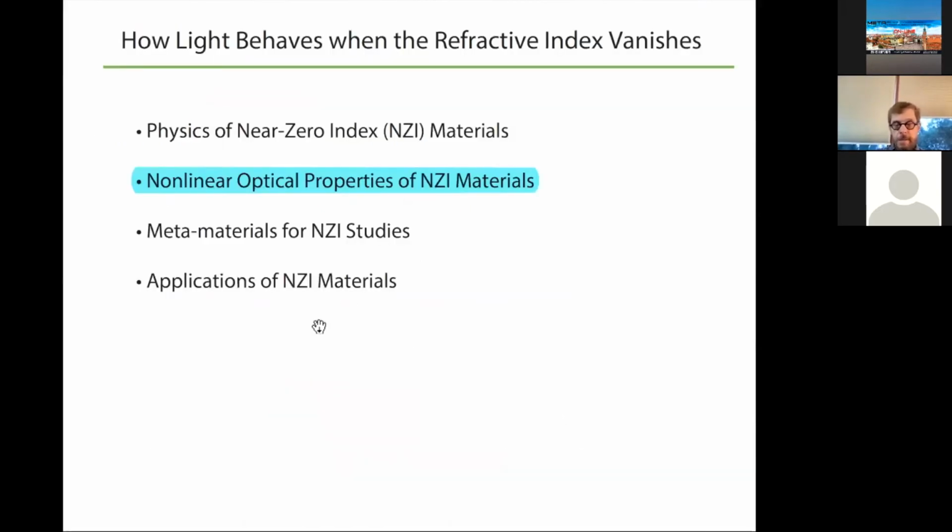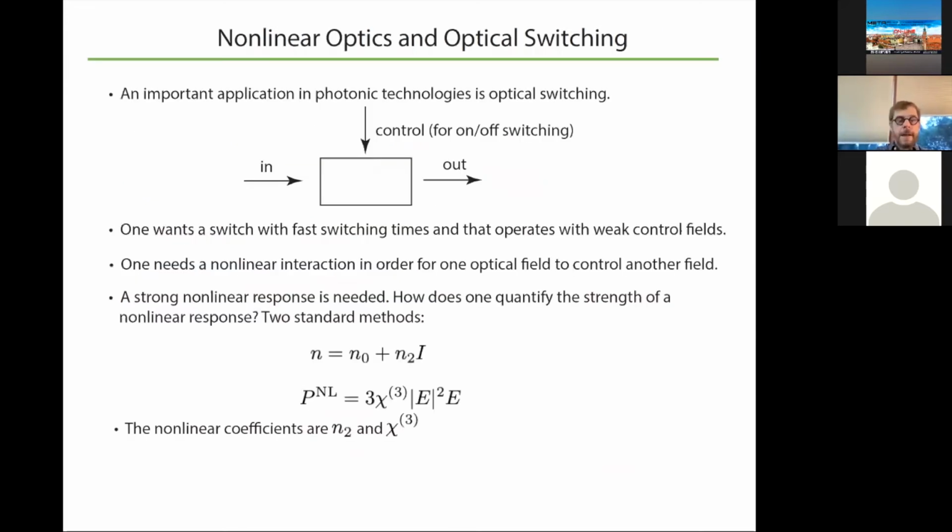Okay, so time is fleeting. Let's move on to the nonlinear optical properties of near zero index materials. This is just schematic. One application of nonlinear optics is for optical switching. Here's an input beam, here's an output beam, here's a control. And what we want to do is have the control determine whether the input is blocked or whether it passes.